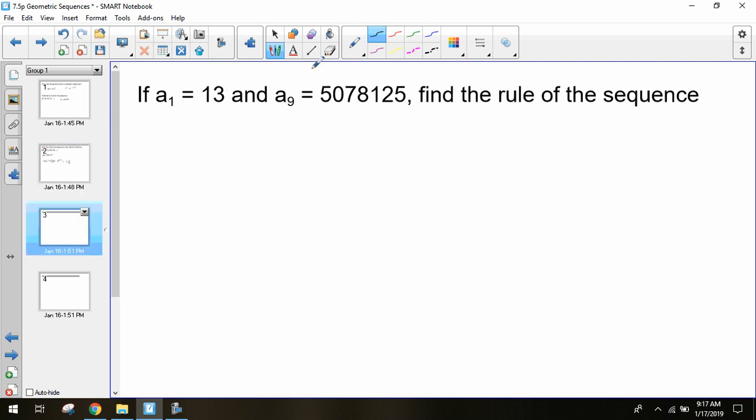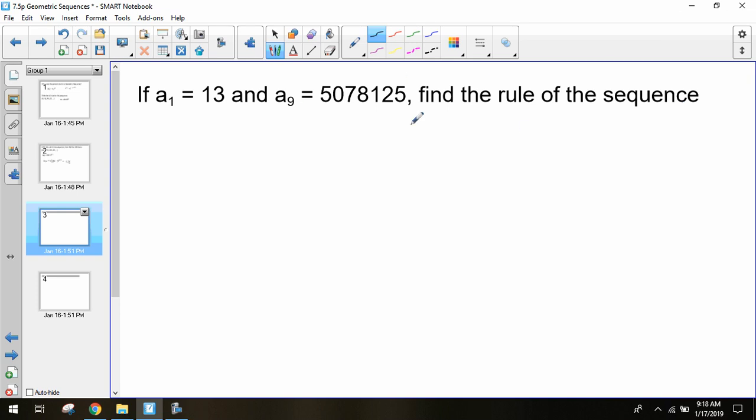Alright, so if a sub 1 equals 13, and a sub 9 equals, whoo, that's a big number, 5,078,125, find the rule of this sequence. So once again, exponential functions and geometric sequences, they're multiplying. You increase very, very quickly, very fast, and get very large numbers. So we want to find the rule of this sequence. We did a problem similar to this at the end on Tuesday, but we kind of ran out of time. So let's try this one, and we'll talk about it.